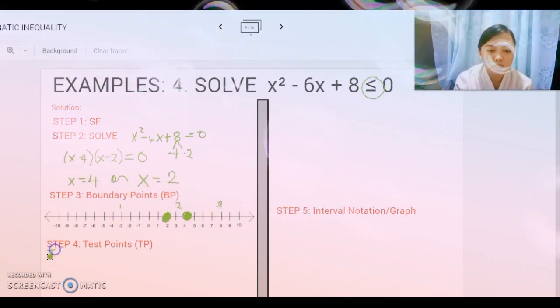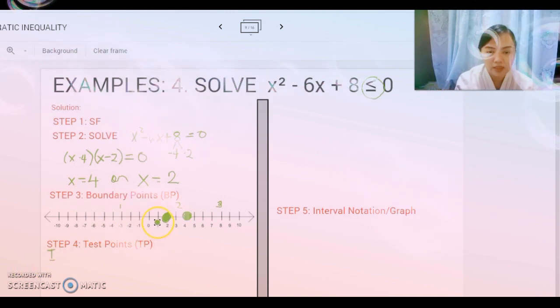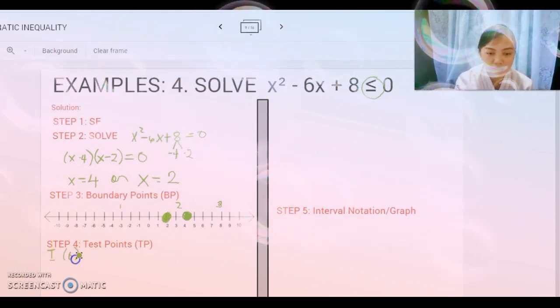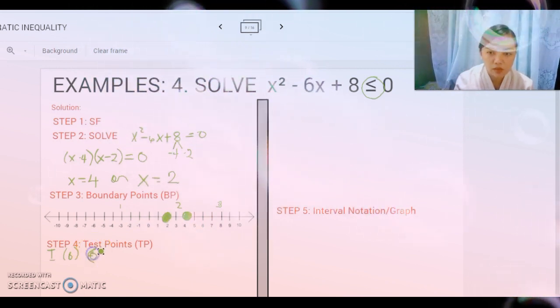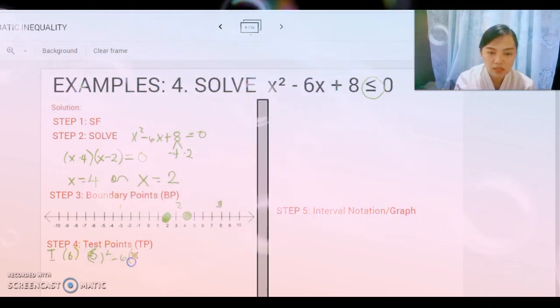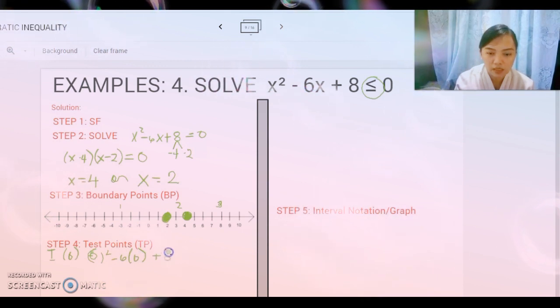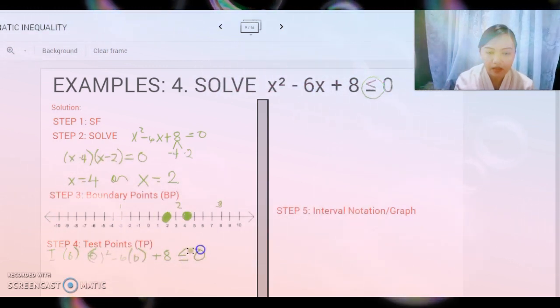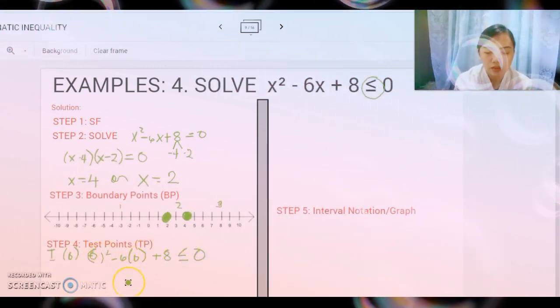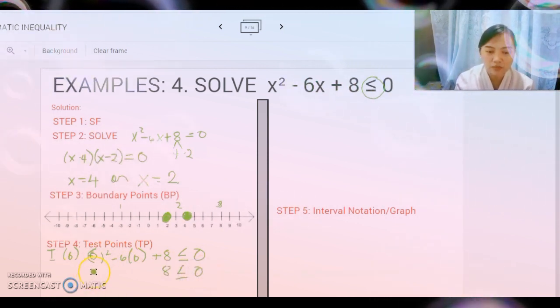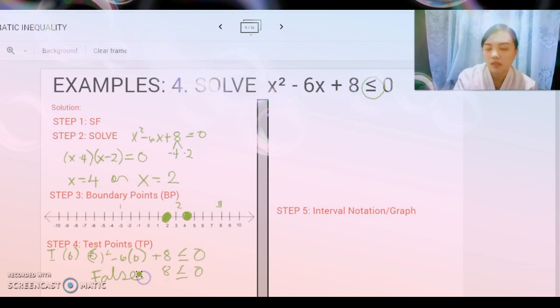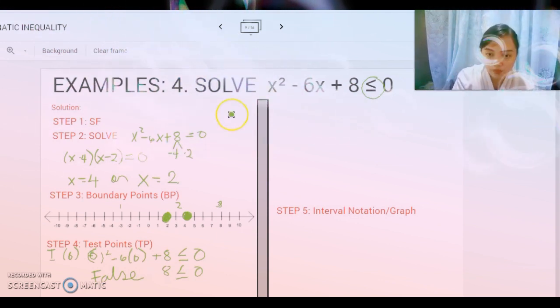Test point muna tayo sa region 1. So gamit tayo ng 0, kasi yun ang pinakamadaling pwede gamitin. So we have 0 squared minus 6 times 0 plus 8 is less than or equal to 0. This is 0, 0 din to, positive 8. Ang positive 8 ba is less than or equal to 0? Okay, false.